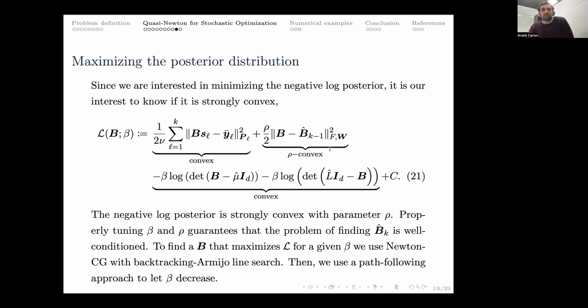And also, this being strongly convex, we can use something powerful like the Newton-CG method to solve this problem, to find the matrix P that minimizes this negative log likelihood. So once we find the Newton direction, we use a backtracking Armijo line search to find this matrix. However, as I said before, we have some problem with this parameter beta.